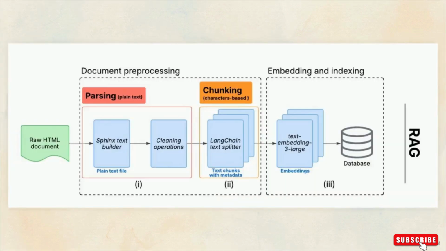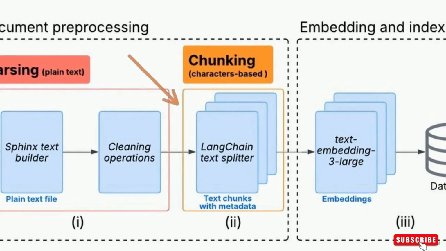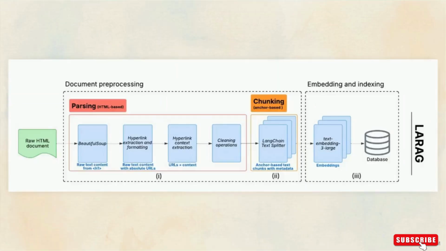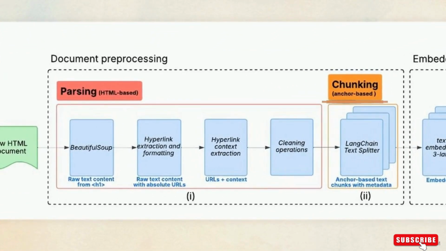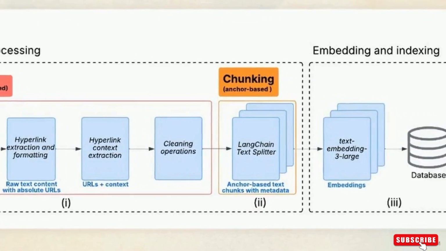This chart illustrates a standard RAG pipeline, focusing on the character-based chunking step. Standard RAG takes a document and simply slices it up based on character counts, which strips away the author's original layout and natural structure. This next schematic details an alternative called link-aware RAG, or LayRAG. By focusing on the anchor-based chunking and metadata extraction blocks, you can see how this method preserves existing HTML hyperlinks and section anchors, creating a topological map of how the ideas naturally connect.